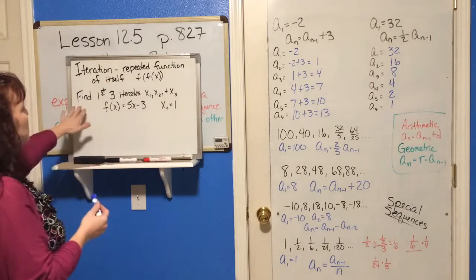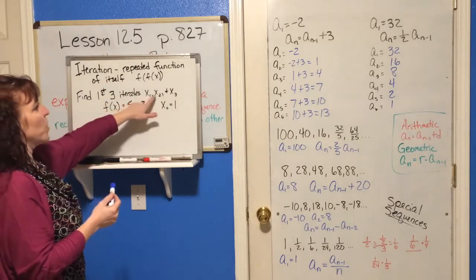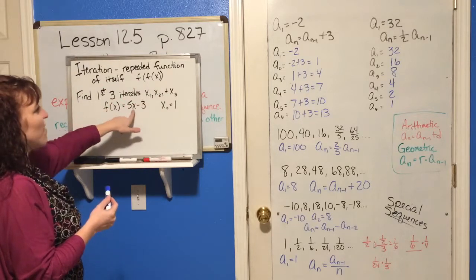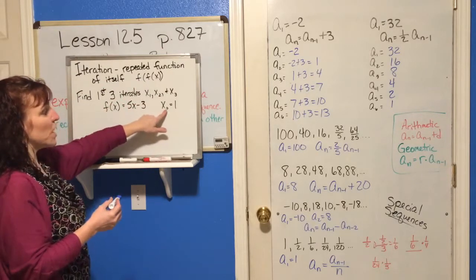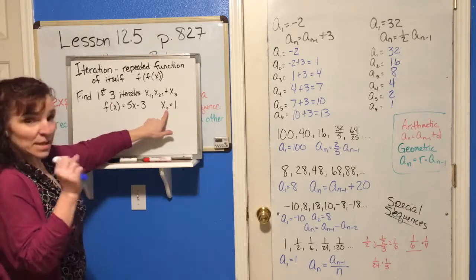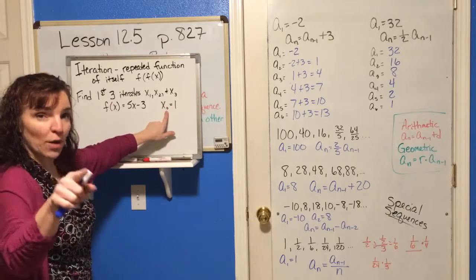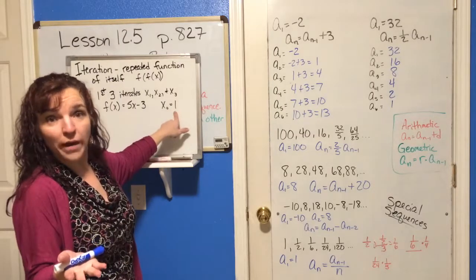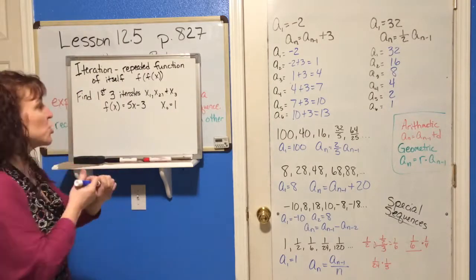So what I want is the first 3 iterates, x sub 1, x sub 2, and x sub 3 of the function 5x minus 3 if my initial amount, that's what this x sub 0 means, is 1. I want to start out with this. In this case, I'm starting out with 1. It's not always going to start out with 1. They're going to have to give you an initial amount.